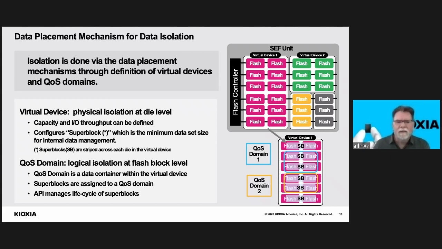This slide describes how the concepts introduced provide control over data isolation and placement. Virtual devices are groups of physical die. This provides hardware-level isolation, but scalability is limited by the number of die available on the device. QoS domains provide a logical isolation managed by the device. A QoS domain consists of a group of superblocks. The superblocks are never shared between QoS domains. There is no mixing of data at the block level. QoS domains are highly scalable into the thousands of domains per device.